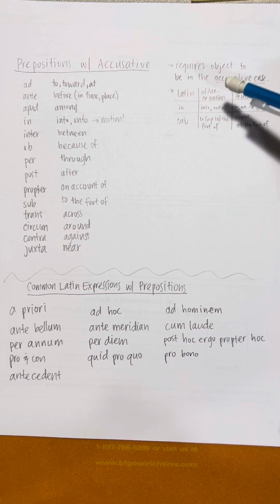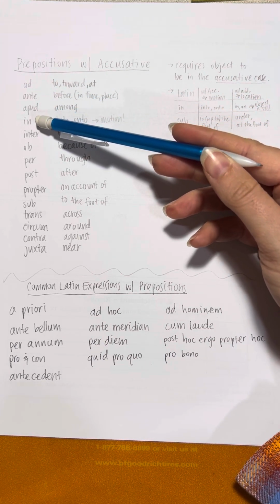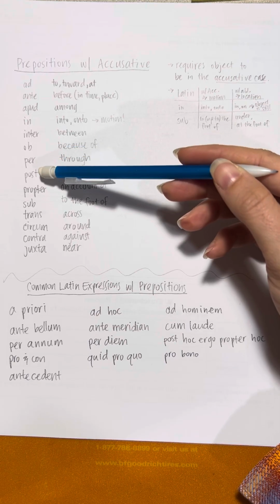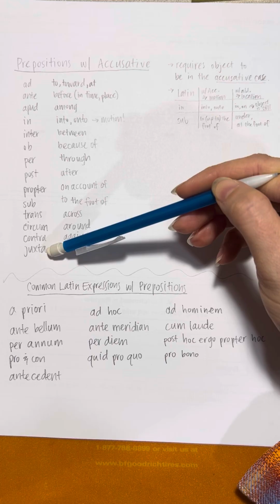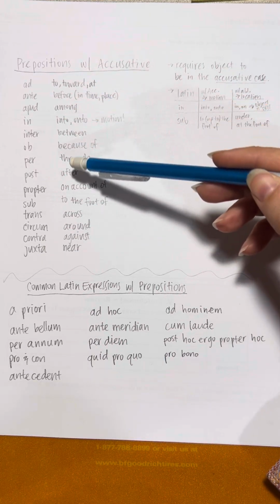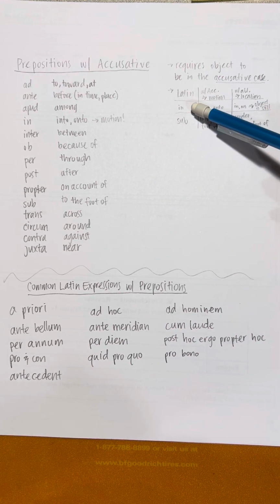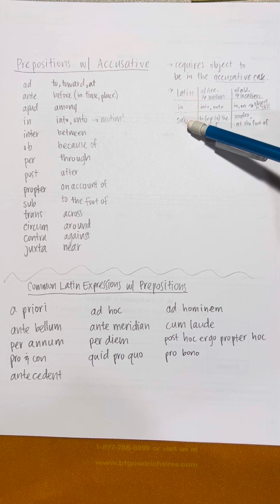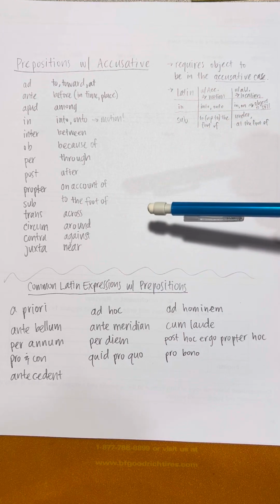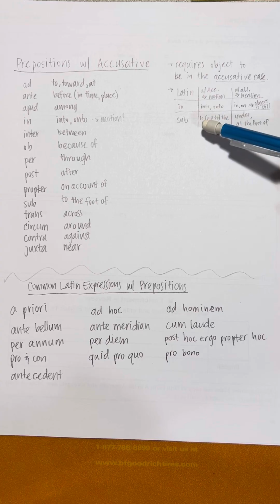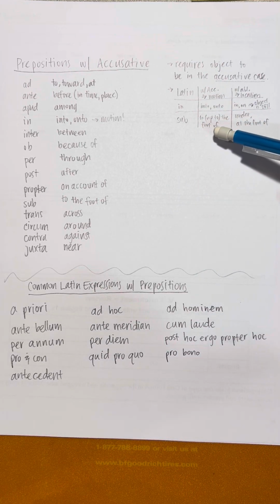case. So as we look at this, we have ad, ante, apud, in, inter, ob, per, post, propter, sub, trans, circum, contra, juxta. So these are all prepositions that take the accusative. Now, if you notice, we have two of these prepositions that are also in the prepositions with ablative case. And so here's a little chart that's in your textbook as well that kind of helps us sort this out.